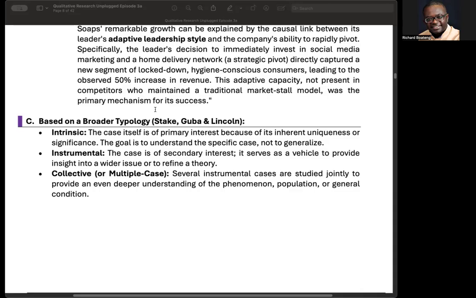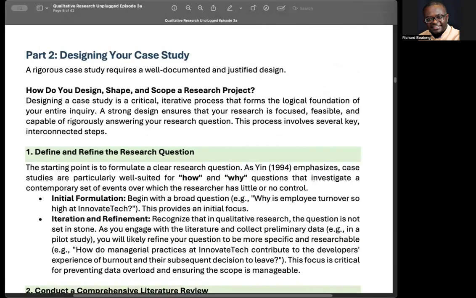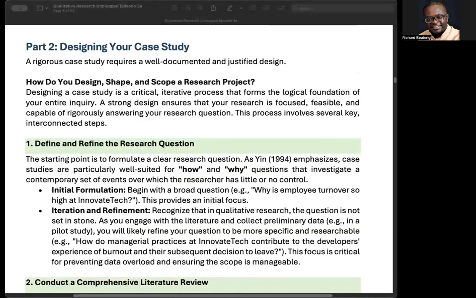You're absolutely right. Design is critical. It's not just a formality. It's the logical foundation of your entire inquiry. A well-documented and justified design ensures your research is focused, feasible, and ultimately capable of rigorously answering your research questions. And it's often an iterative process. It evolves as your understanding deepens. So what are the key steps involved in actually designing a case study, according to the guide?